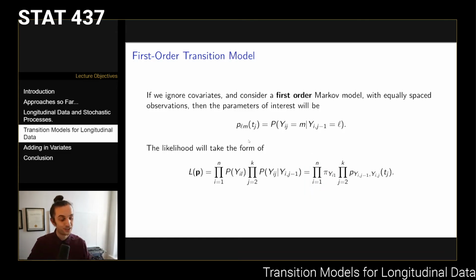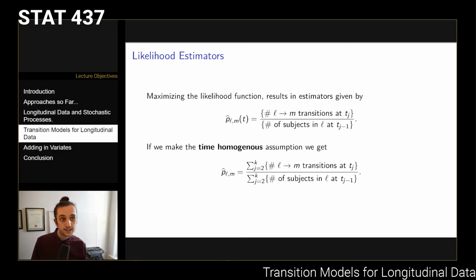Now again, we'll go through this in more detail in the next lecture. So taking that expression for granted, what we can find is that there are closed form estimators for the different parameters, the maximum likelihood estimates. If we're not assuming that it's time homogeneous, then the maximum likelihood estimate is going to be the number of L to M transitions at time tj divided by the total number of subjects in L at time j minus 1, right? So we look at everyone that's in state L at time j minus 1, what proportion of those are in state M at the next time? And that's going to be our estimated probability. So it's a nice intuitive sense.